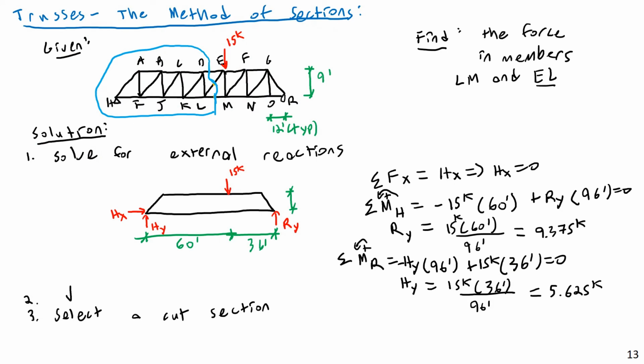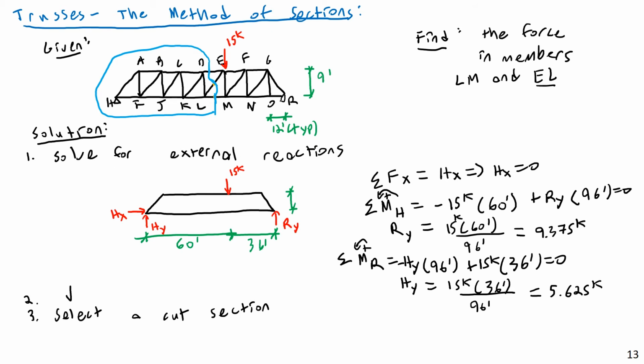Now, another crucial element of this is think back to the method of joints and imagine how tricky it would be to analyze this problem using the truss method of joints. Say I wanted to get this member force here. If I wanted to get the force in member EL using the method of joints, what would I have to do? Well, first of all, I'd have to use the same solving for external reactions as the first step.